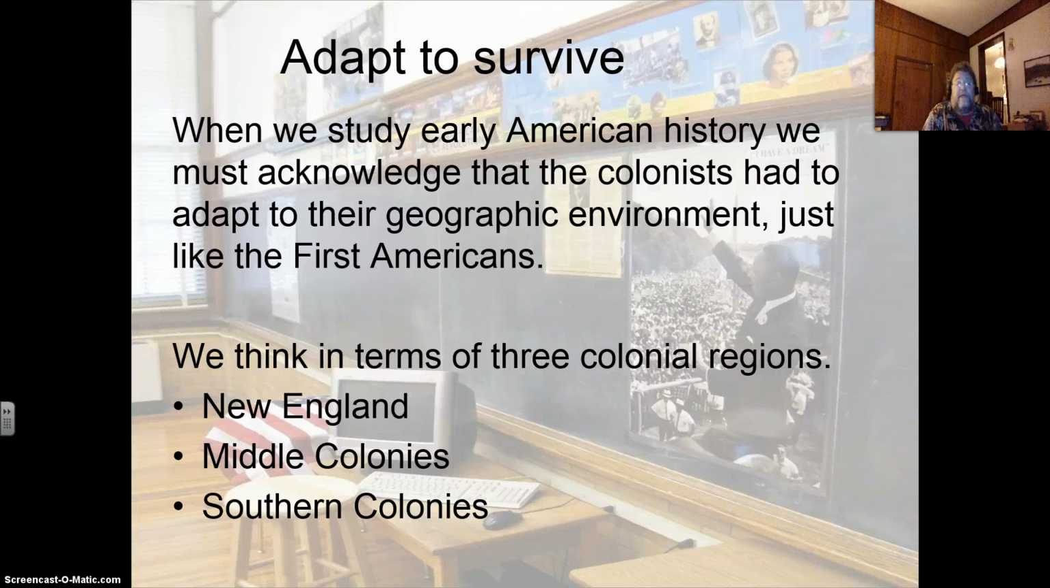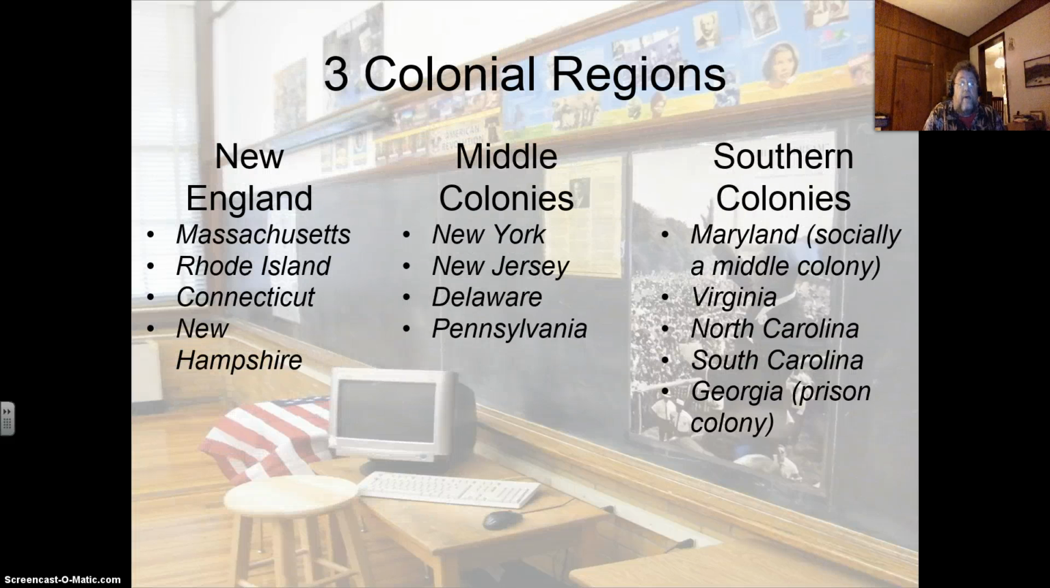Adapt to survive. When we study American history, we must acknowledge that the colonists had to adapt to their environment, just like the first Americans did. We think in terms of three colonial regions: New England, the Middle Colonies, and the Southern Colonies. Here's the states breakup of how these three colonial regions shake out.